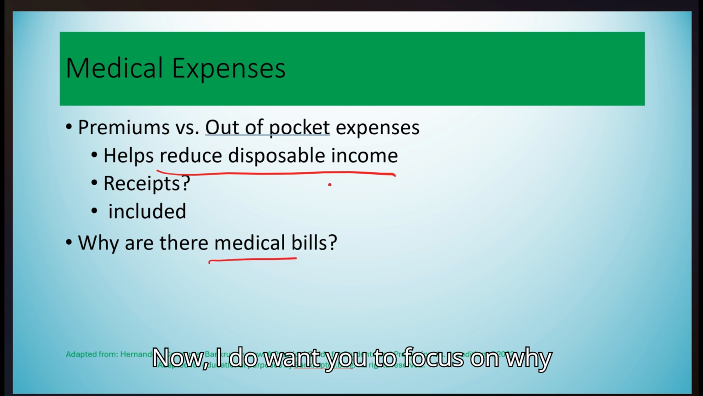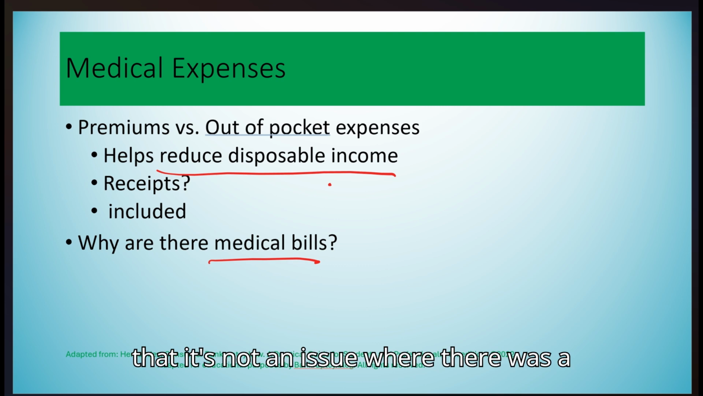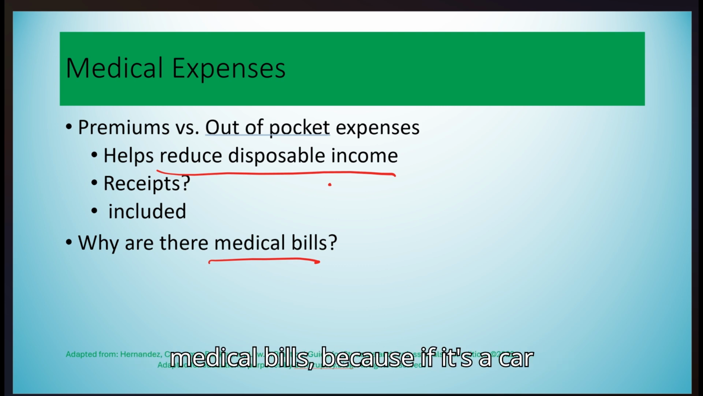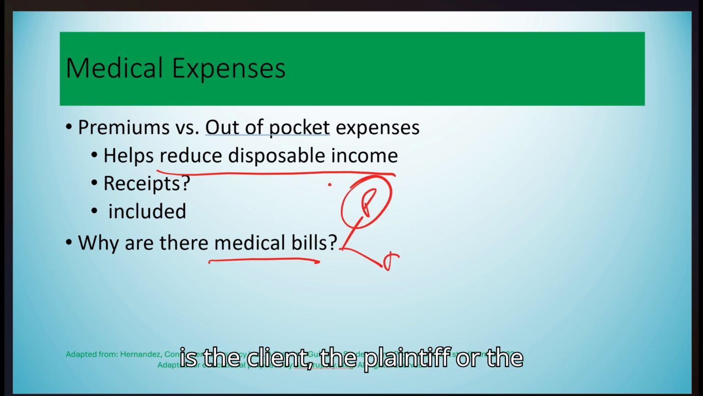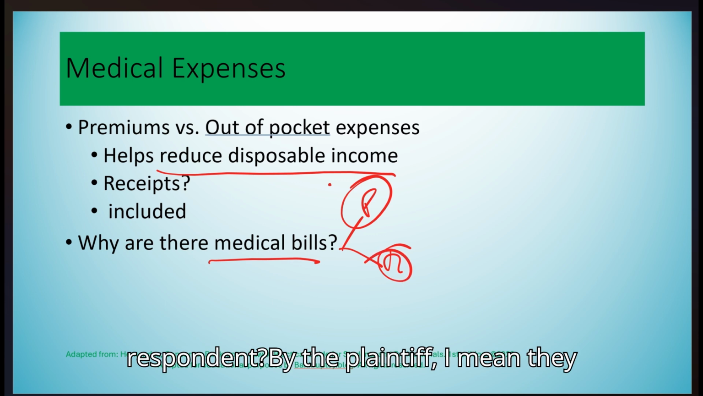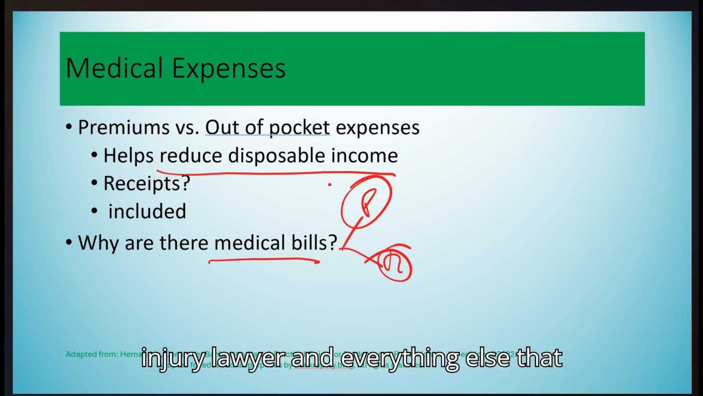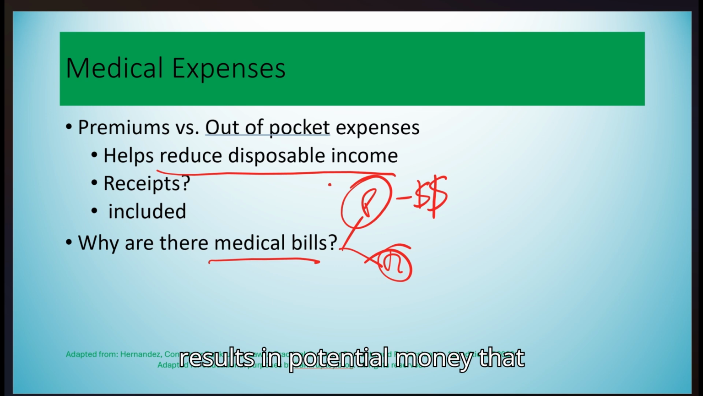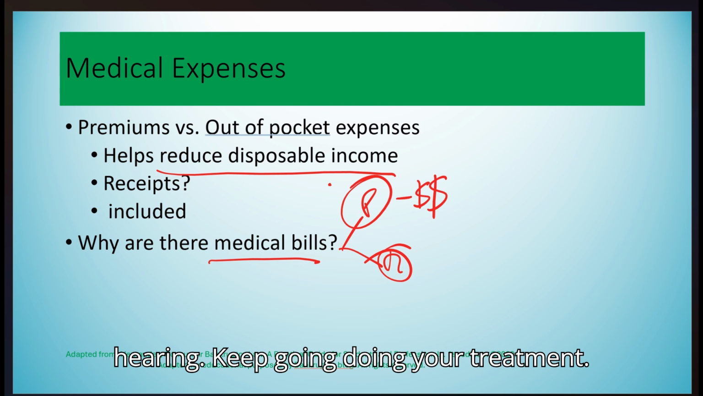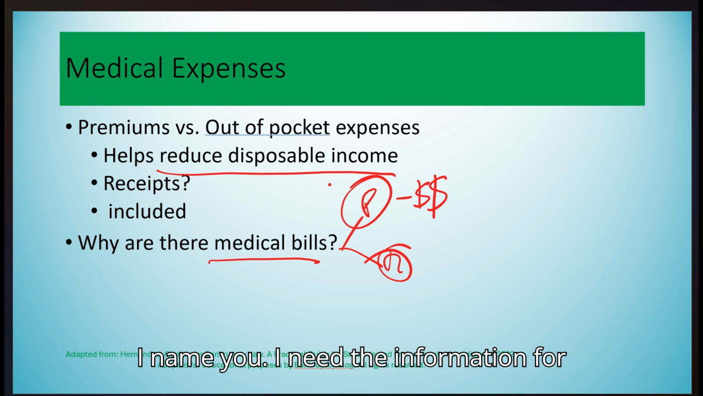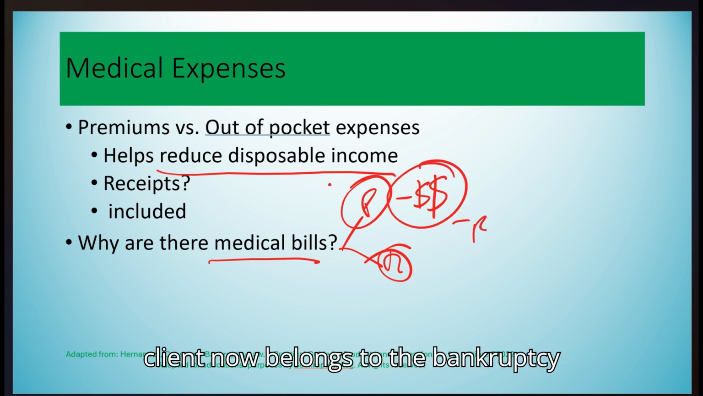Now, I do want you to focus on, why are there medical bills? Make sure that it's not an issue where there was a car accident and that's why there's medical bills. Because if it's a car accident, then the next question is, who is the client? The plaintiff or the respondent? By the plaintiff, I mean they filed a lawsuit to collect money, go to the personal injury lawyer, and everything else. That results in potential money that belongs to the bankruptcy estate. And that's when the trustee says at the hearing, keep going with your treatment. I need the information for the personal injury lawyer, because whatever money was going to go to the client now belongs to the bankruptcy estate.